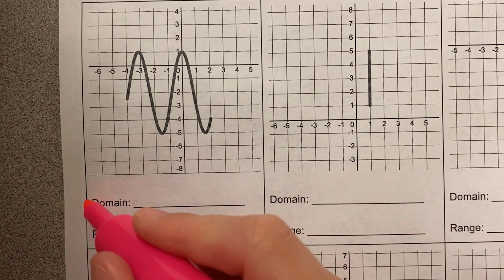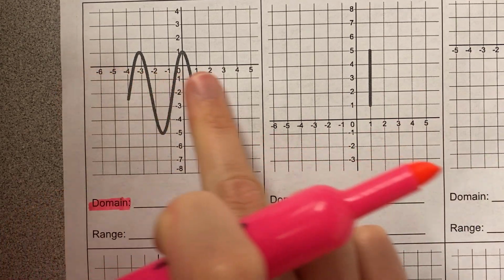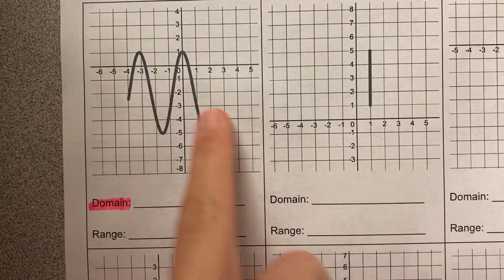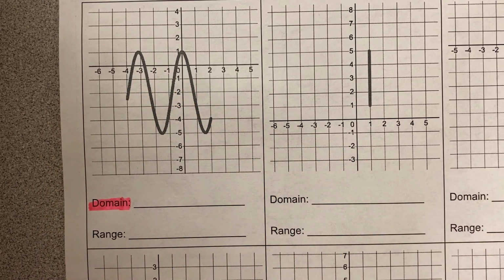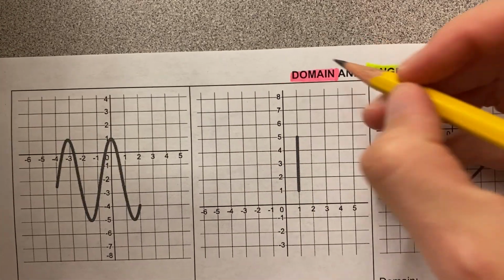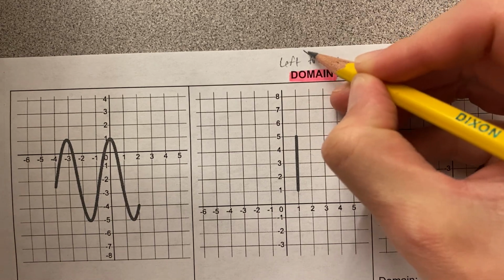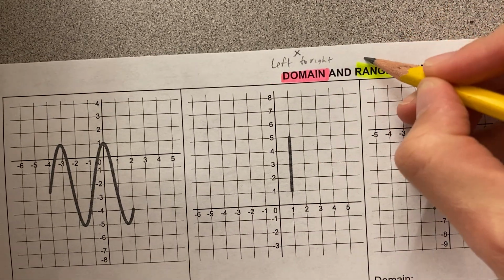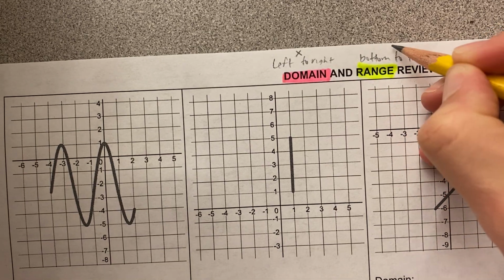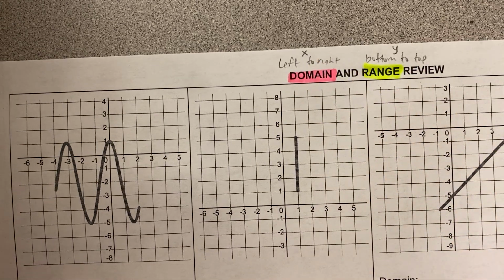If you remember, domain is all the x values. So what I'm looking for is where on the x-axis this line is covering, from where to where. For domain, I'm always looking left to right on the x-axis. For range, I'm always looking bottom to top on the y-axis. I'm always going least to greatest.